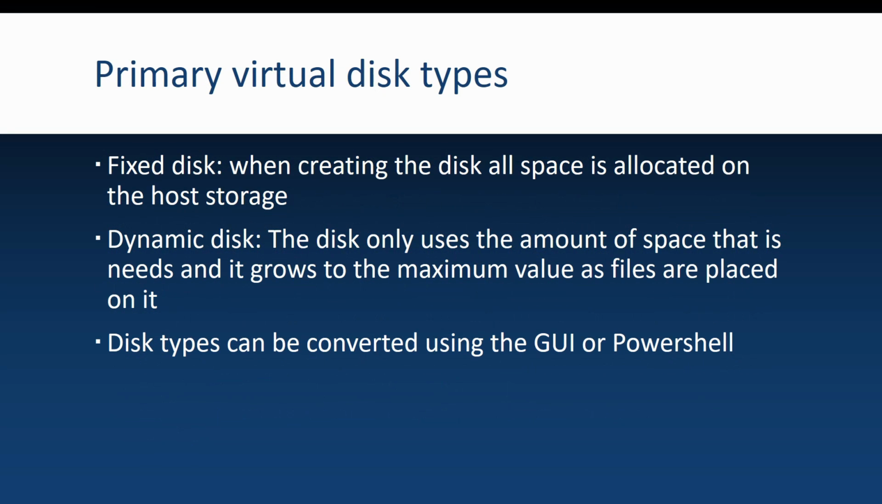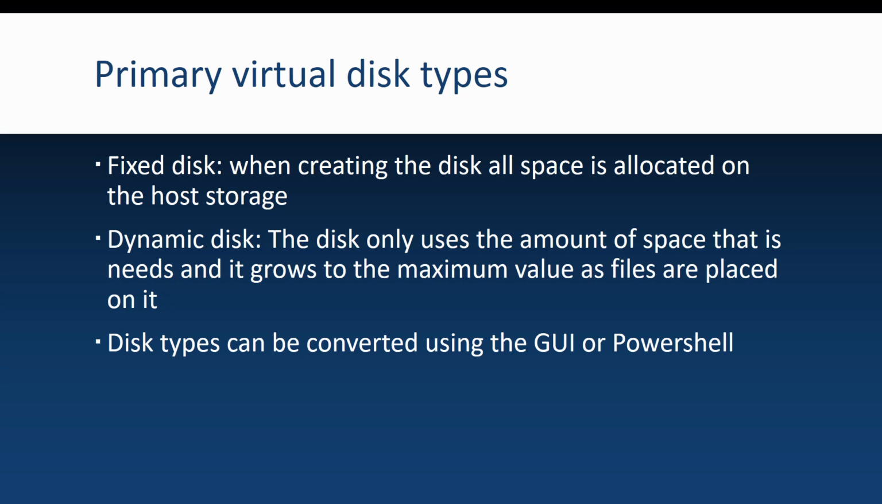Moving from memory, let's get to storage. We are going to talk about fixed and dynamic disks in Hyper-V. Fixed disks are disks that when creating them and you specify the size of the disk, this will be the size that the disk will actually take up on the physical storage. So you make a disk of 10 gigabytes, that file will have 10 gigabytes.